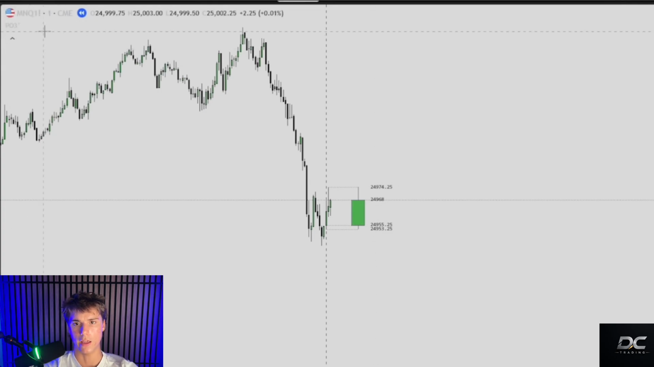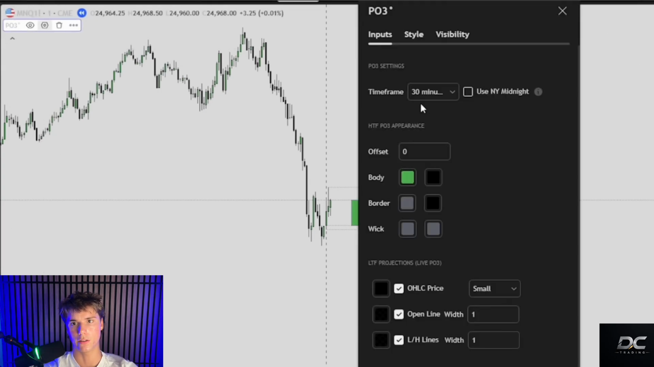Go ahead and double click it on the side. You can go in the settings and you are going to mark it out as a 4-hour candle. Once it's on the 4-hour time frame, go ahead and close it out and you should see a 4-hour candle.